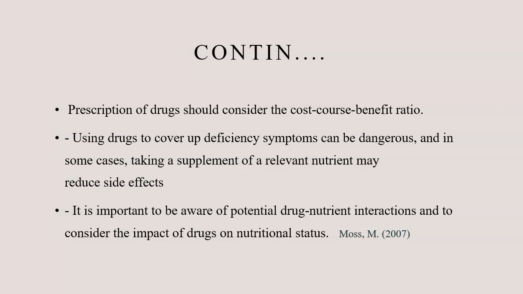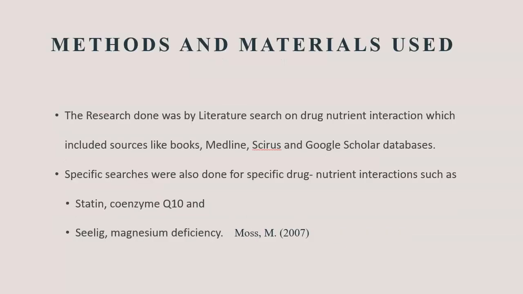Now, moving on to methods and materials used in this study. The research was solely based on a literature search on drug nutrient interaction, which included sources like several books, Medline, and even Google Scholar databases. The common general search terms used were drug nutrient interaction, drug vitamin interaction, and drug mineral interaction. Furthermore, specific searches were also done for specific drug nutrient interactions, such as the ones mentioned below.